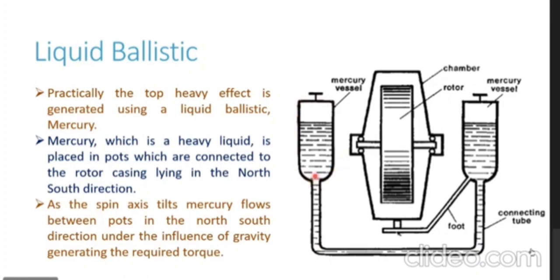So you have this pipe connecting both the pots, and the liquid or mercury can freely flow from one pot to the other. It can flow freely from one pot to the other. Now, this attachment which you see, that is the attachment from the bottom of the casing up to the pot, is not a pipe. It is a solid attachment. Mercury cannot flow towards this side. The mercury only flows in this connecting pipe between the two pots.